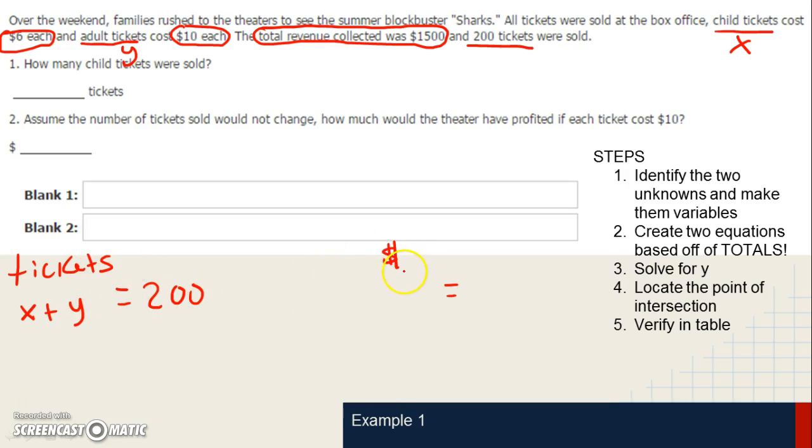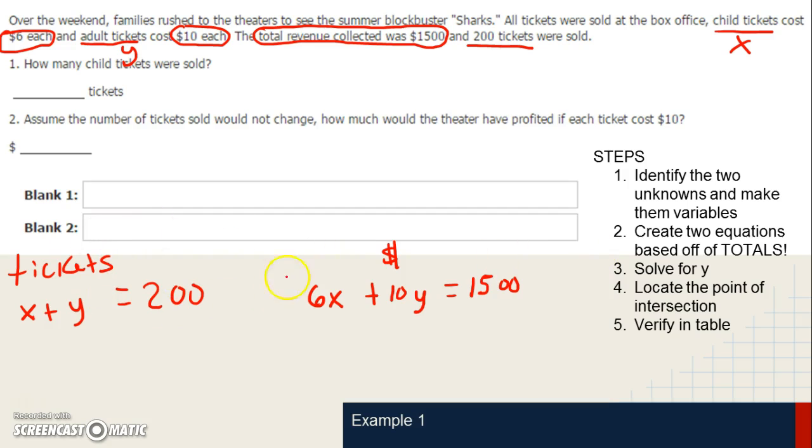Now our cost equation, our revenue equation, we know that the total was 1,500, so we can set it equal to 1,500. And then we know that the number of child tickets times $6, so $6 times the number of child tickets sold, plus the number of adult tickets times $10 each, since they each cost 10, added together should equal 1,500. So now we have our two equations. We can go ahead and move into the third step.